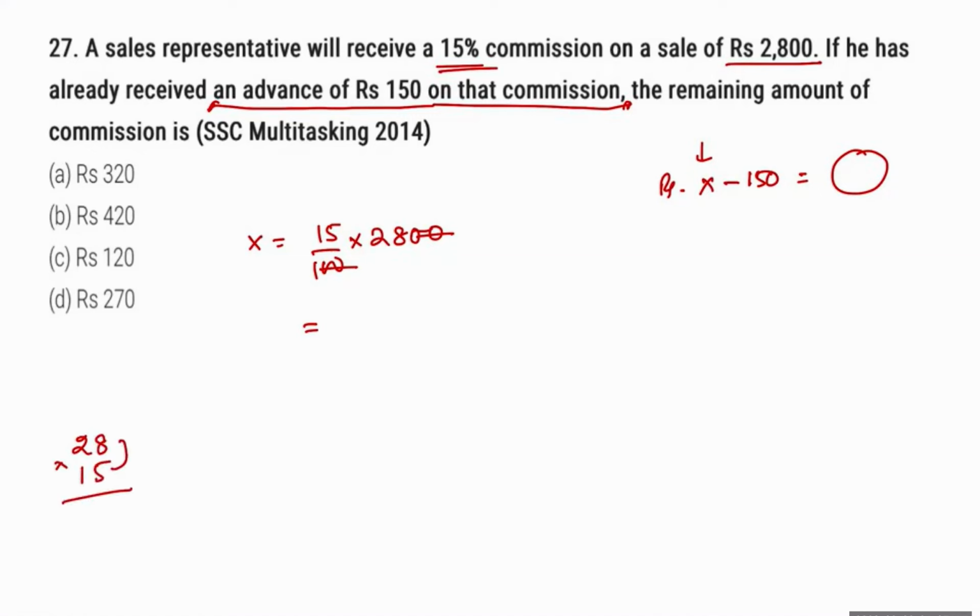Multiply this, also 5 into 8 is 40, the multiplication shortcut: 5 to the 10, 1 plus 8 is 18, 18 plus 4 is 22, 1 to the 2 3 4, 420. So the answer is 420. The commission is 420, and the advance of 150 is subtracted, leaving 270 rupees.